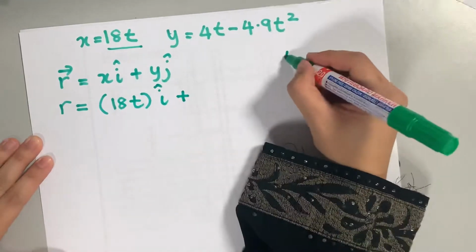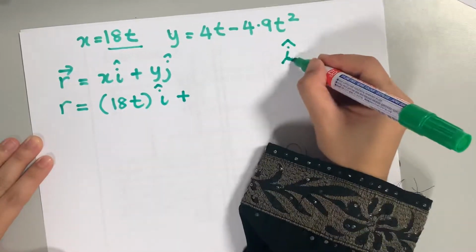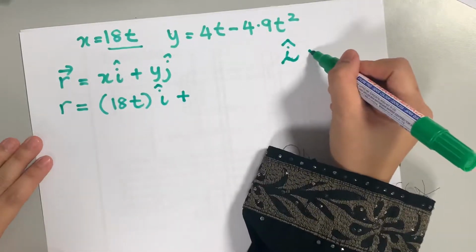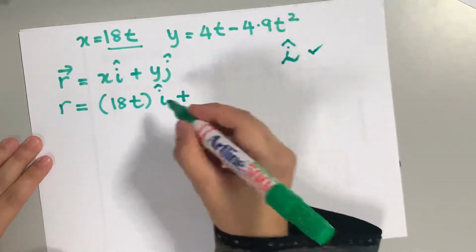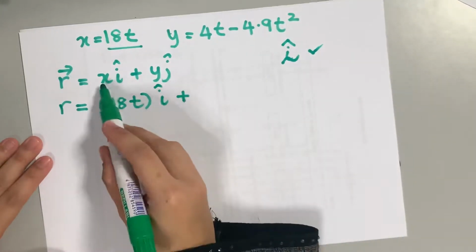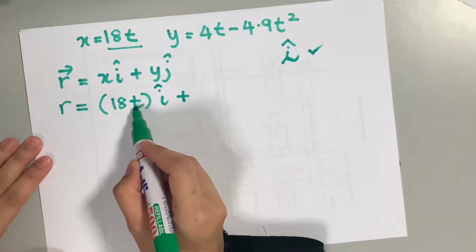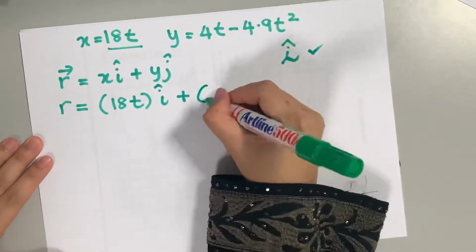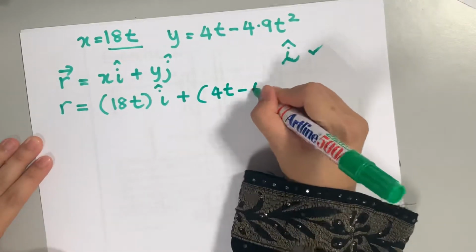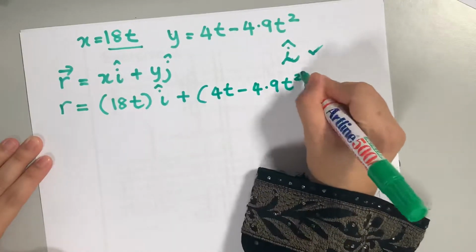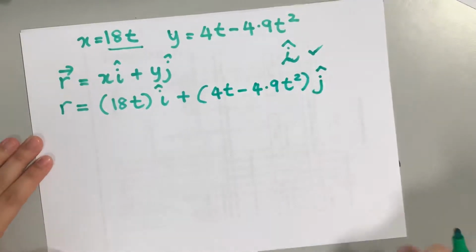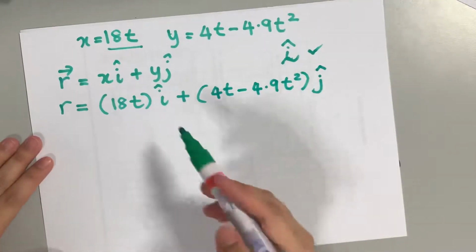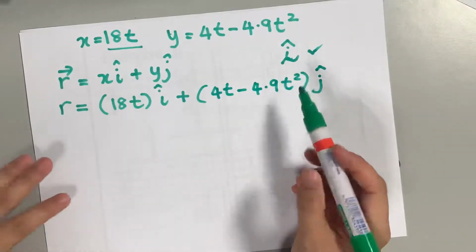plus, if you don't want to put i like this, it's okay. Sometimes you do like this during your math session. It doesn't matter. x, just now you substitute 18t i, you just copy i, plus your y is the whole thing here. So 4t minus 4.9t squared j. Settled. How many marks you will get here? 1, 2. 2 marks. You just copy everything, then you get 2 marks.